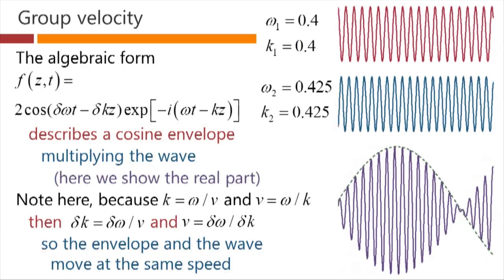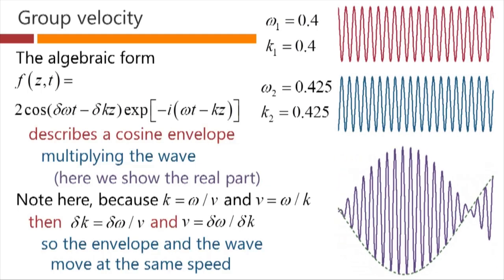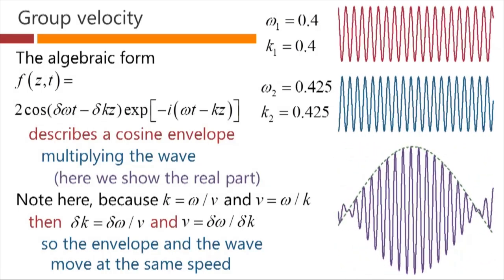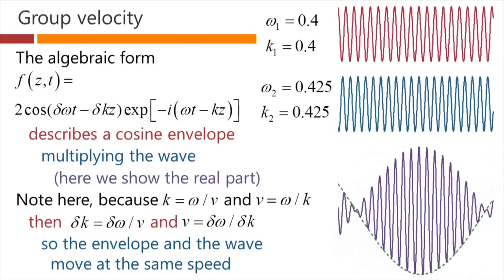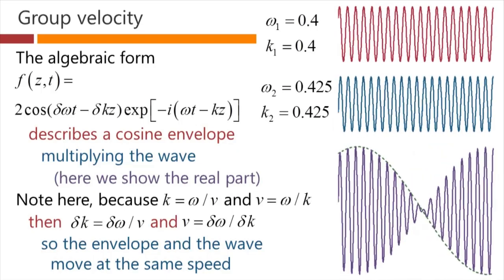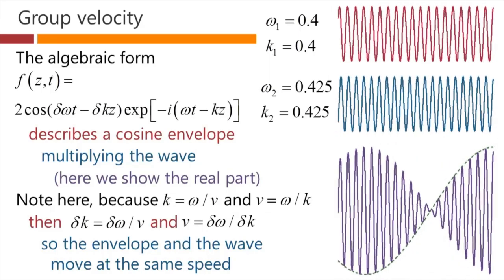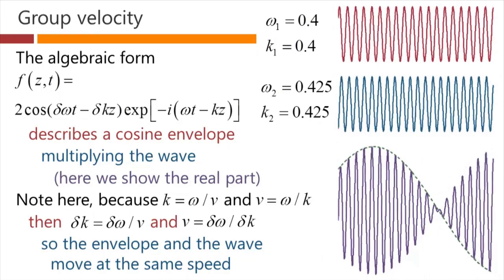So in this case, the envelope and the wave move at the same speed. Just to repeat that, this cosine part, the envelope, will move at a velocity delta omega over delta k, and the exponential wave itself will move at a velocity omega over k. And because those ratios are both the same here, they both move at the same speed.